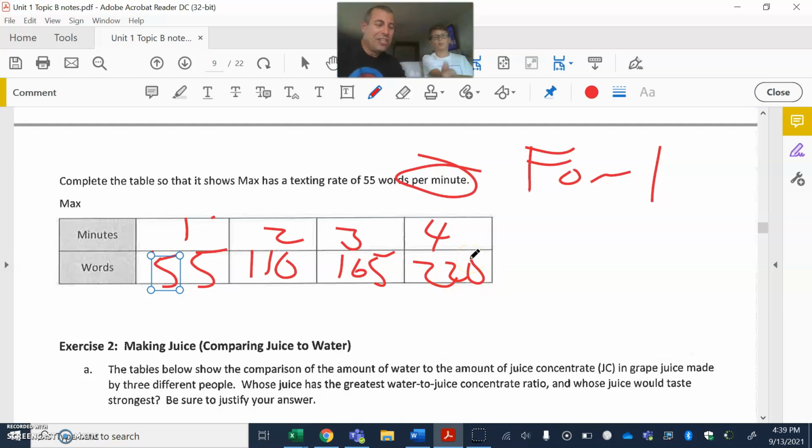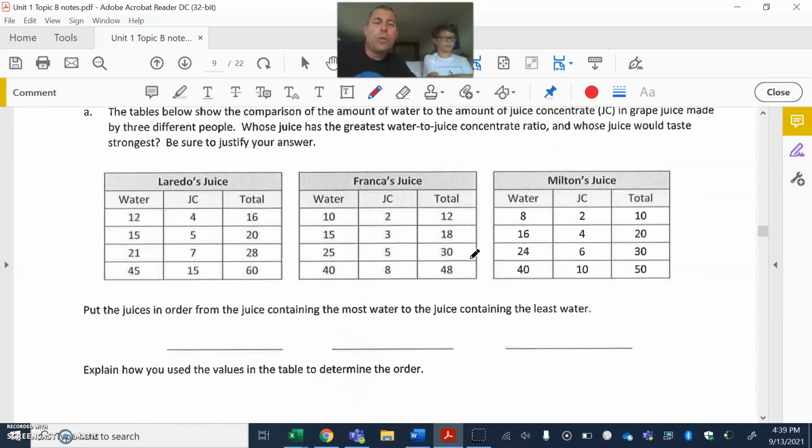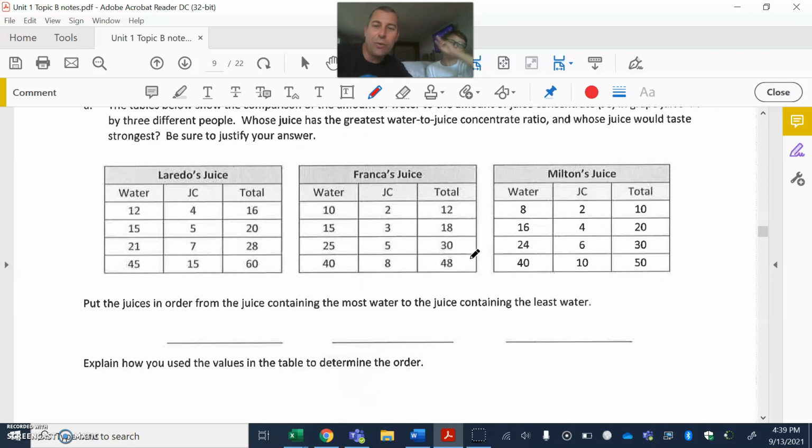All right. So main thing here is when we compare, we've got to find the same things in the table. If we can't find the same things in the table, then we need to simplify. So those are the 2 different techniques that we use.